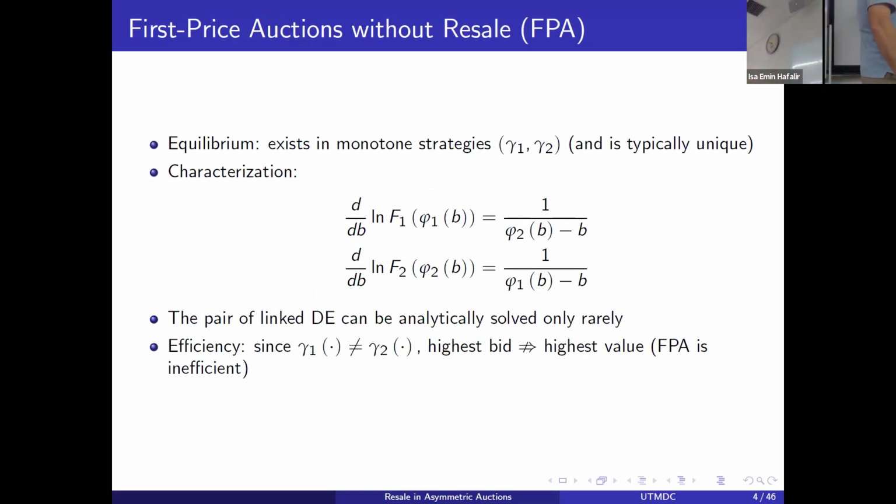And I think we did this last time in Monday's class. We have a pair of linked differential equations that involves the inverse bid function. So phi 1 of b is the inverse bid function for bidder 1, phi 2 of b is the inverse bid function for bidder 2. When these two differential equations are satisfied, then the first order conditions are satisfied.